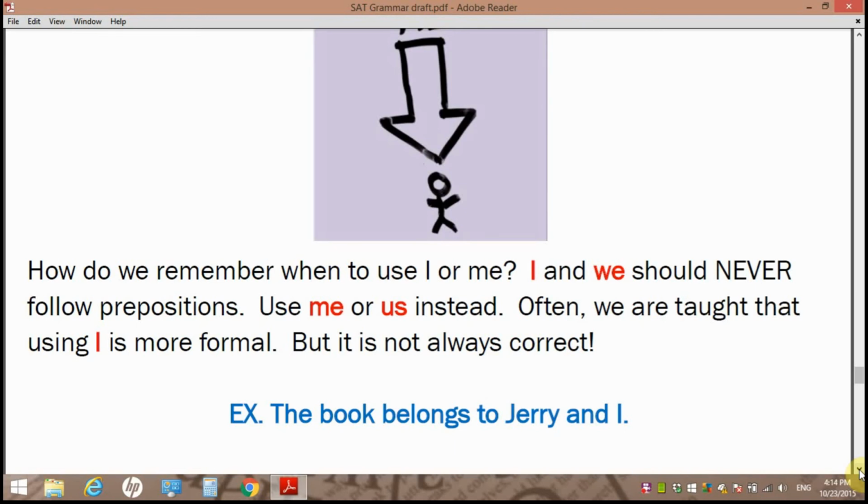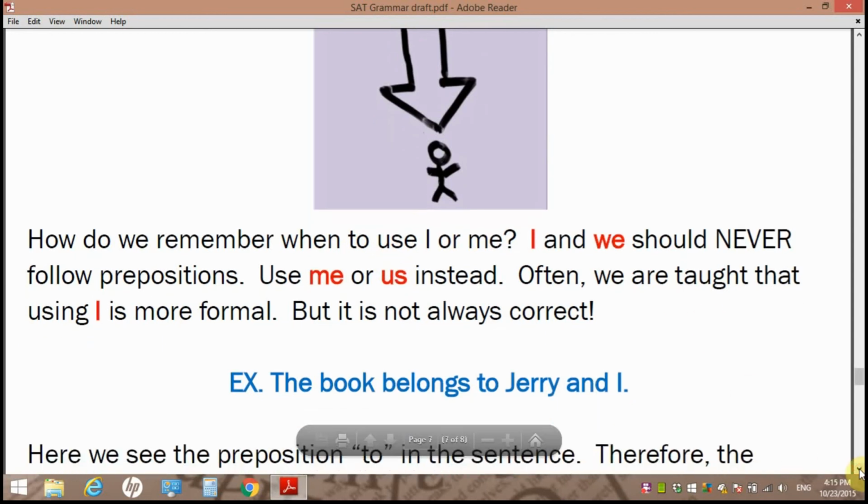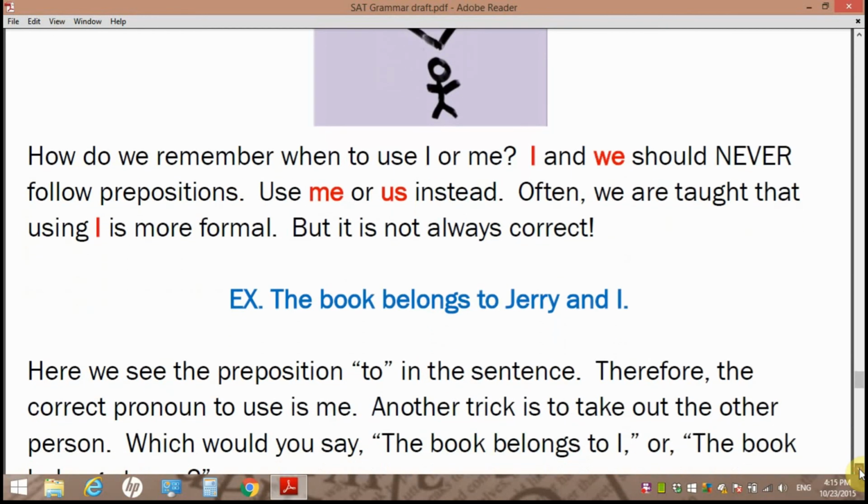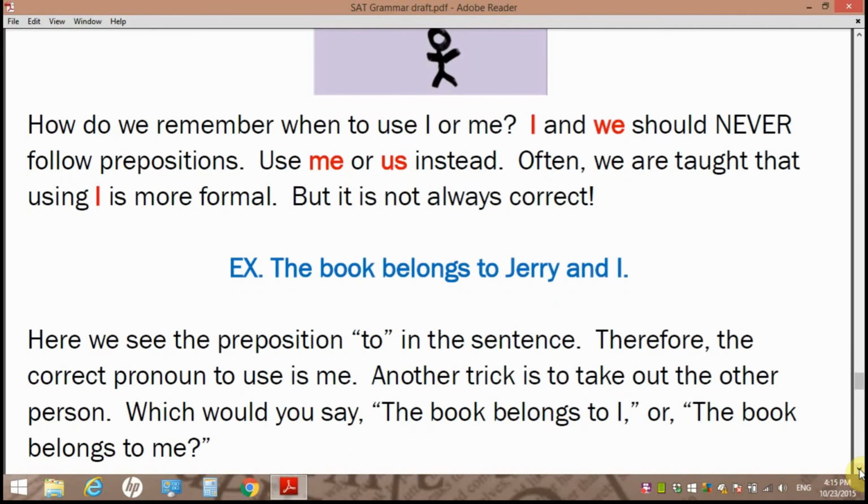So when you're determining the difference of when you should use me or I, one of the things to keep in mind is that the pronouns I and we should never follow prepositions. Instead, you want to use me or us, okay? Even though this is the situation where you would have been taught that I sounds more formal. So here we have the preposition to. And because I and we should never follow a preposition, we need to change the I to me.